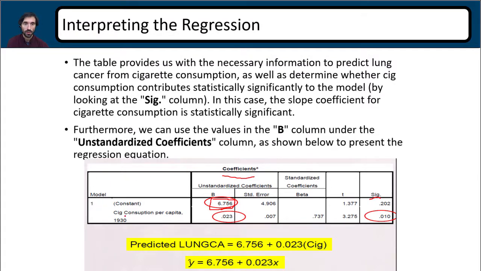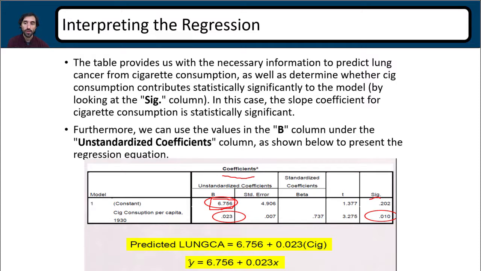The second part, now we're looking at the cigarette consumption per capita, and we're looking at the predicted value, and we have significance where it is 0.01. So this is looking at the slope. It's saying that our slope is statistically significant. Therefore, there is a relationship between cigarette consumption and lung cancer rates.